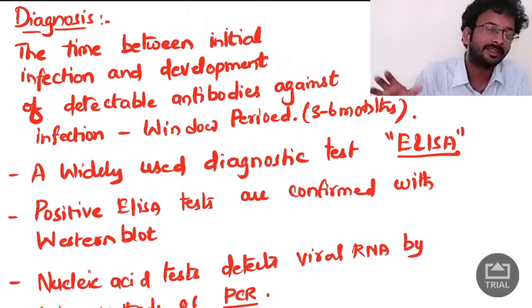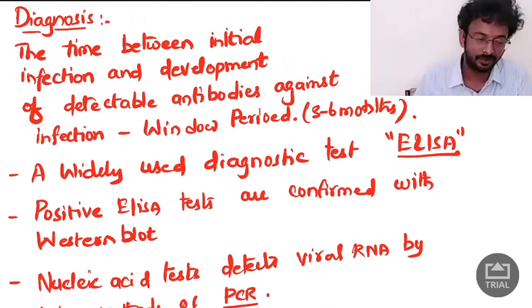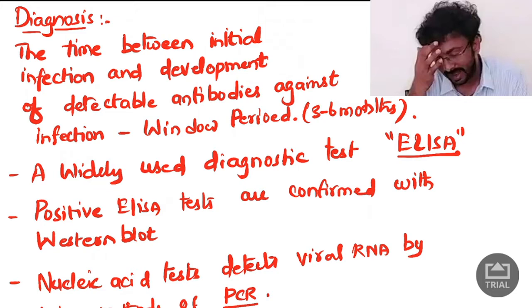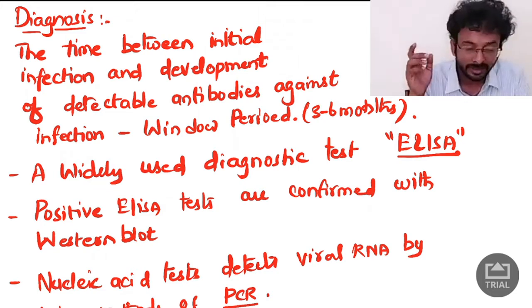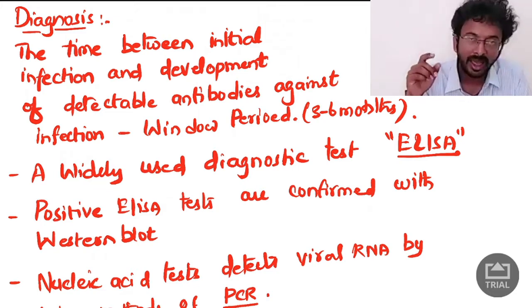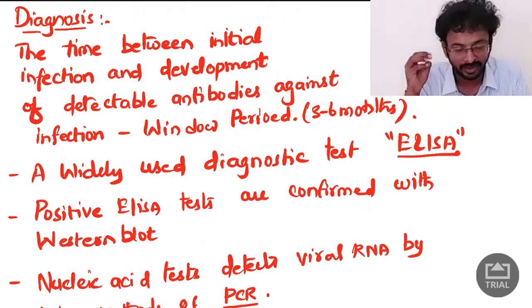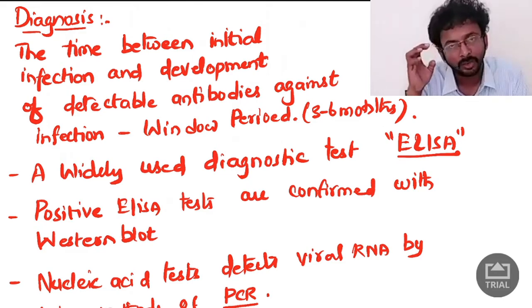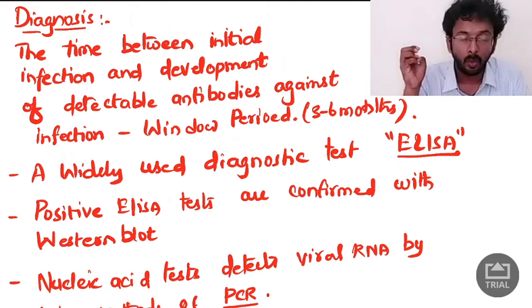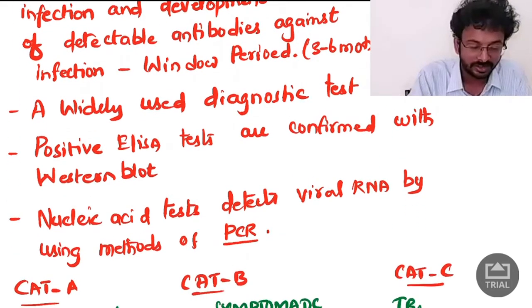How can we diagnose this HIV virus? The time between initial infection and development of detectable antibodies against infection is called the window period, that is from 3 months to 6 months. The widely used diagnostic test is ELISA. Positive ELISA tests are confirmed with Western blot.